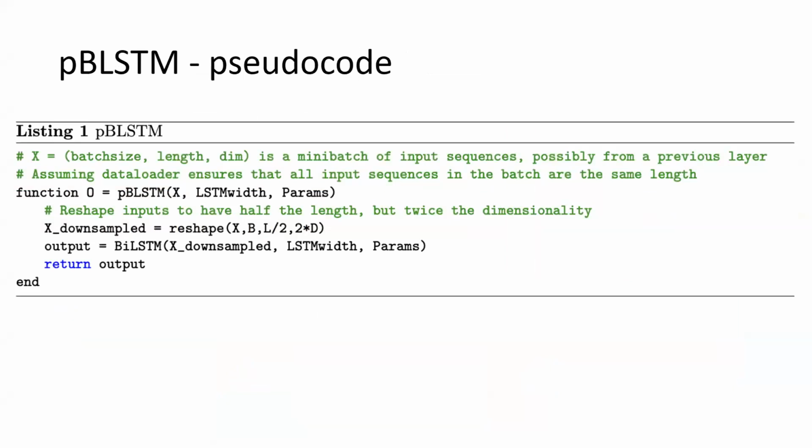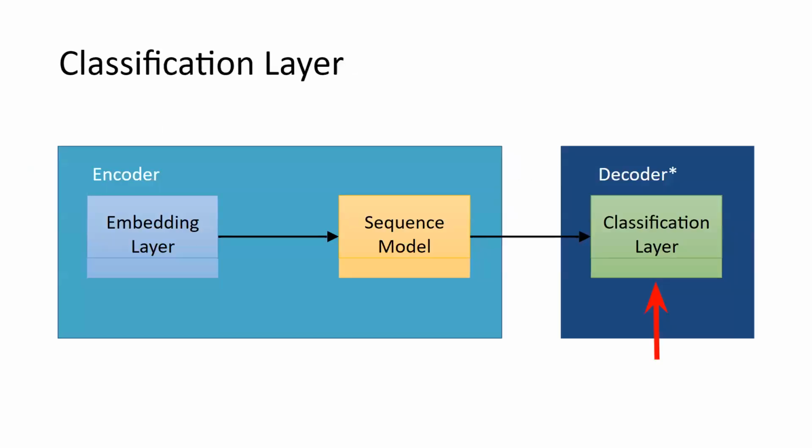The pseudocode looks very similar to a simple BiLSTM, except for this one pre-step where you reshape your original input to half the length, half the number of time steps, and twice the dimensionality. A simple reshape operation will help you do that. And I'd encourage you to think about why a simple reshape operation can do this, and you don't need to do complex transpositions and stuff like that. So this is what the pBLSTM is.